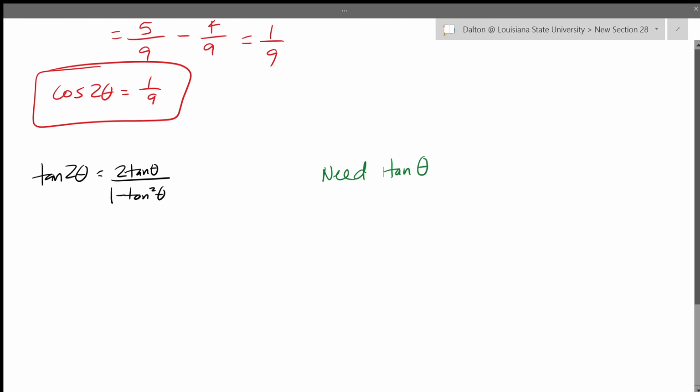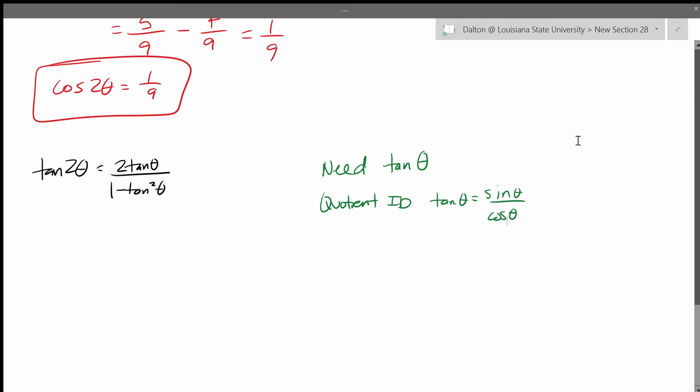Now, you know sine and cosine. So using your quotient identity, tangent of theta is equal to sine of theta over cosine of theta. And you know what those are. So let's do that. We know that the sine of theta is 2/3 over, we know the cosine is the square root of 5 over 3.